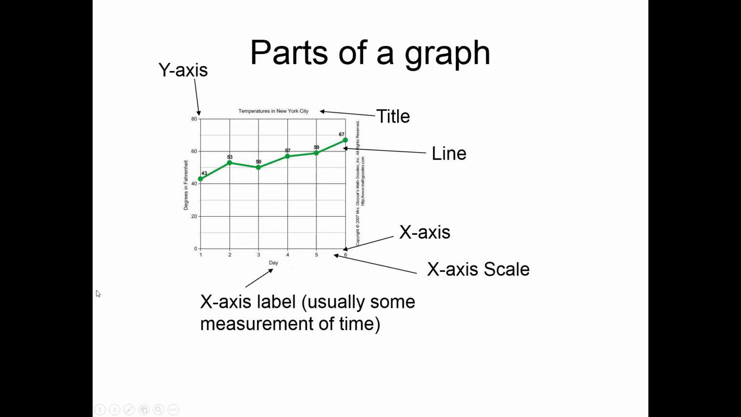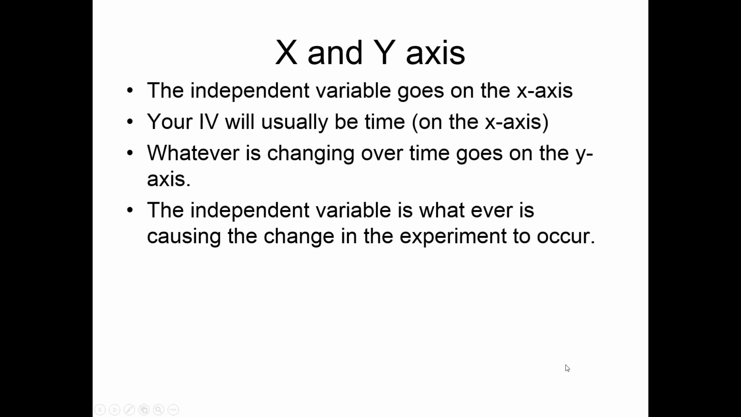You have the y-axis. You have a y-axis scale. You can see we go 0, 20, 40, 60, 80, so we're counting by 20s. And then you have the y-axis label. These are all the parts of a graph that you need to include if you want full credit on your graphs.